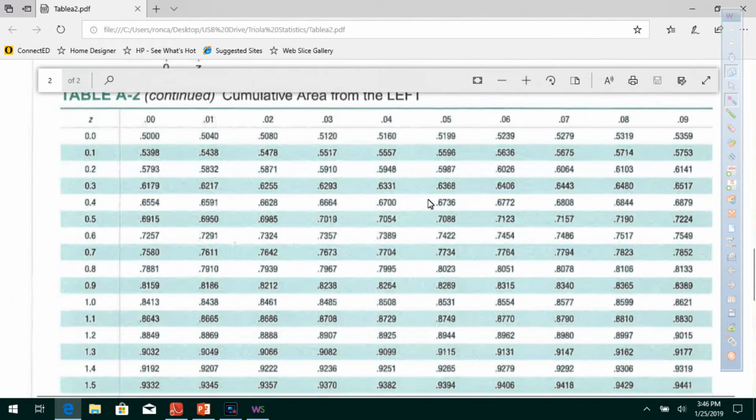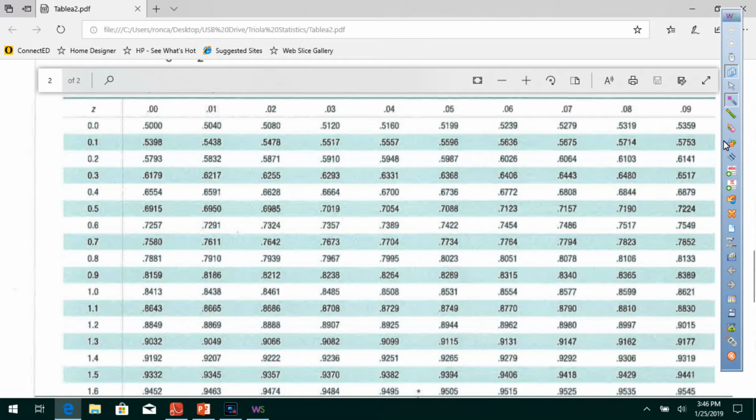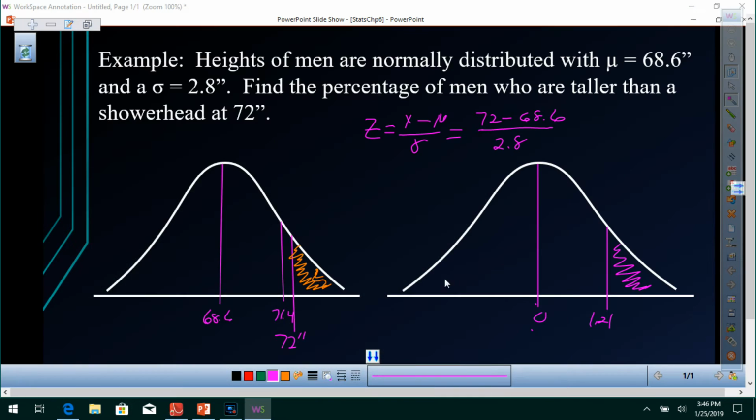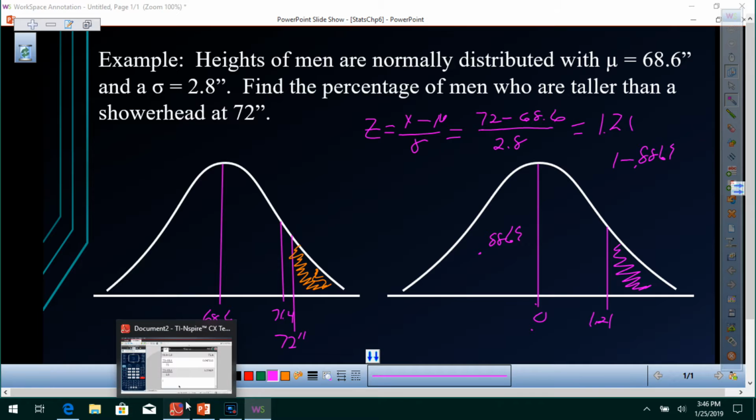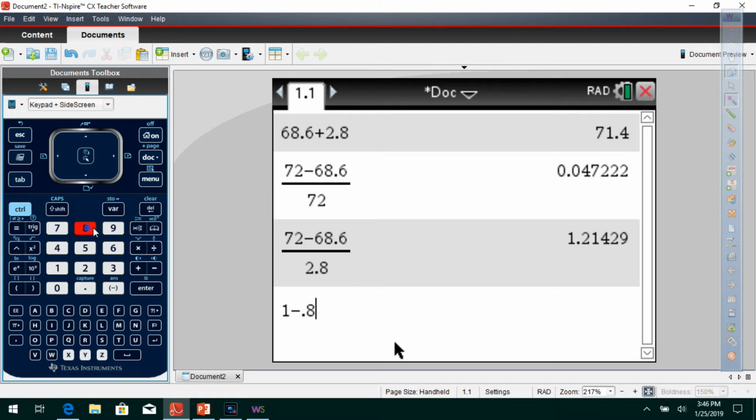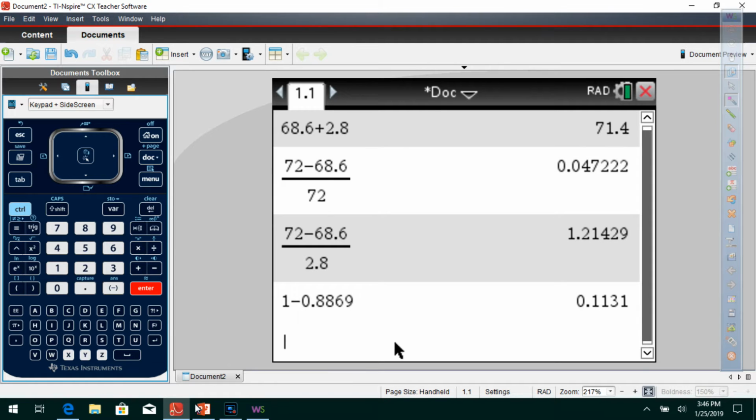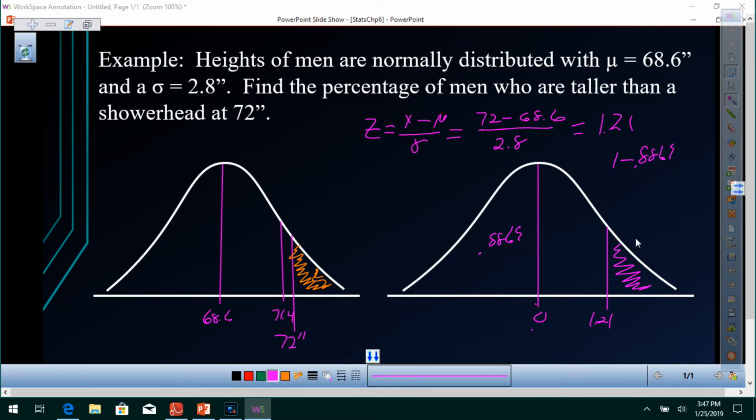1.21 is going to be 0.8869. So this area over here is 0.8869. So we're going to say 1 minus 0.8869, and that's going to give us this area over here. That's 0.1131. So this area here is 0.1131. So basically 11% of the men are taller than 72 inches.